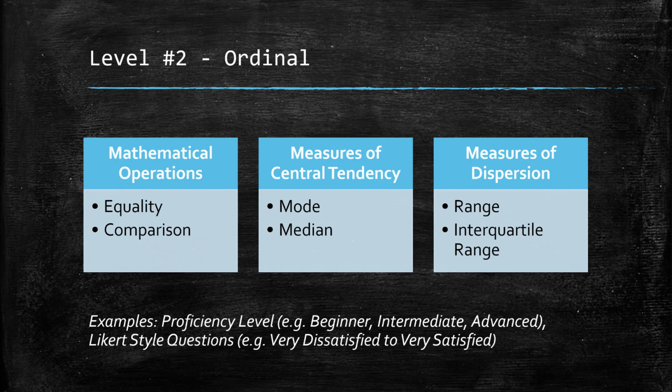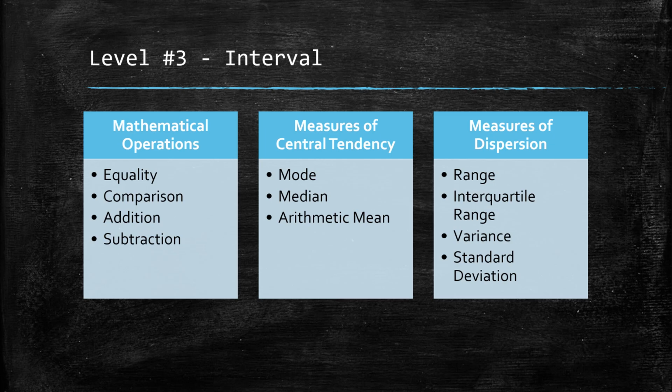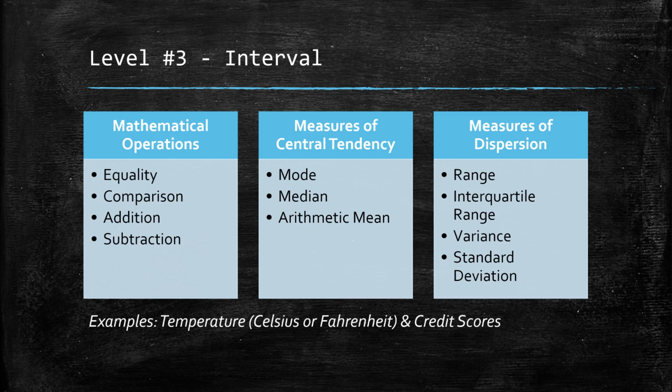So going on to level 3, we have interval data. Now we have the ability to add and subtract, and we add the mean as a measure of central tendency, and now we're able to take the variance and standard deviation. So now we're really doing basically everything in terms of mathematics and our standard tool set for conducting analysis. Examples here include temperature, like Celsius or Fahrenheit, and credit scores.